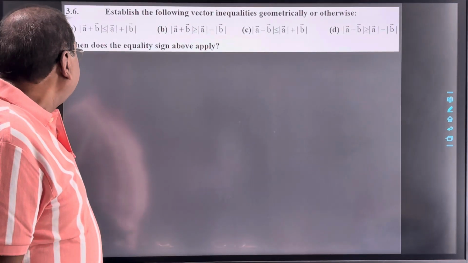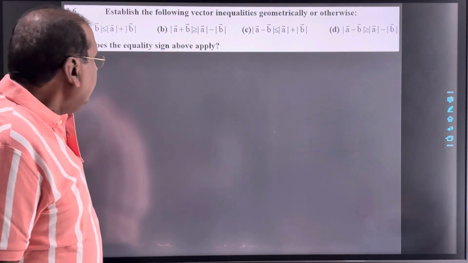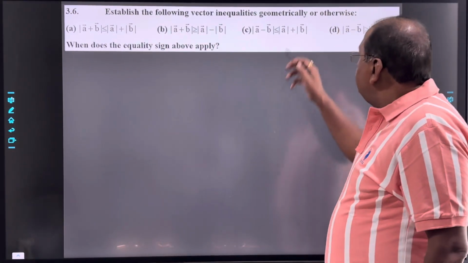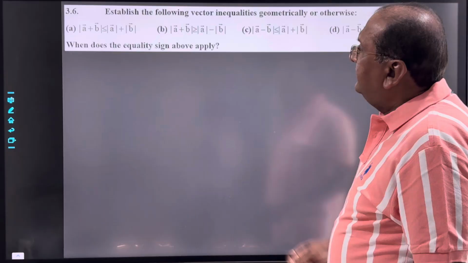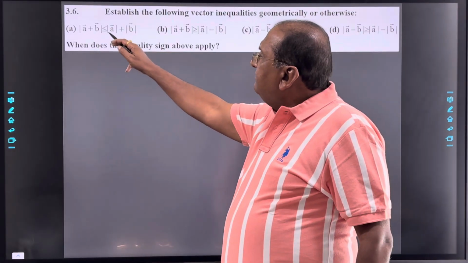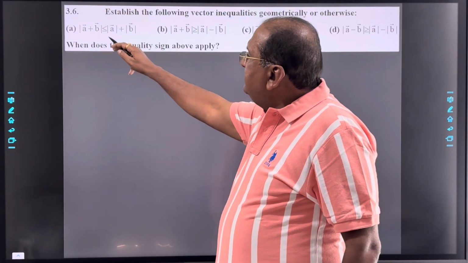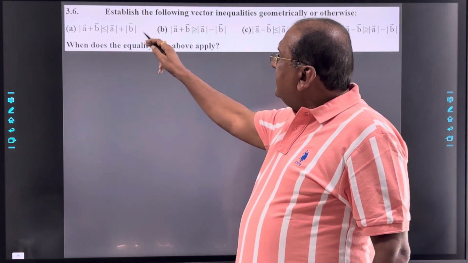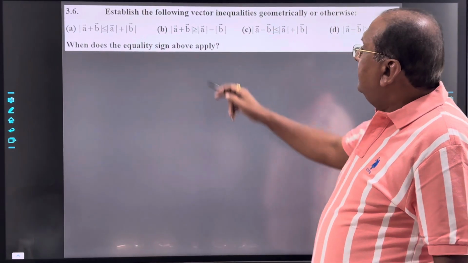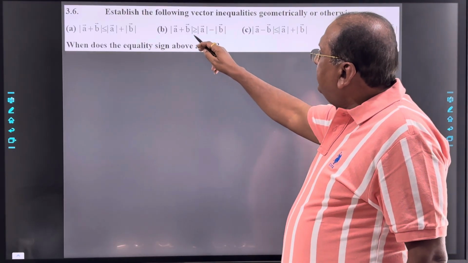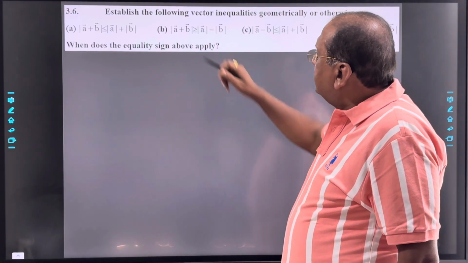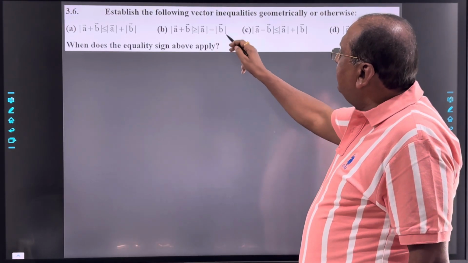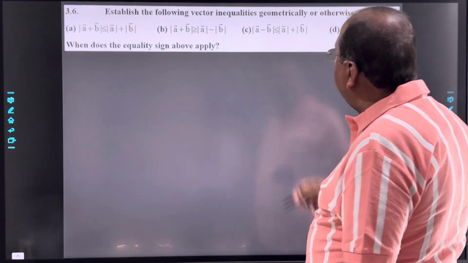Now, example 3.6. Establish the following vector inequalities geometrically or otherwise. A. Magnitude of vector a plus b is less than or equal to magnitude of a plus magnitude of b. B. Magnitude of vector a plus b is greater than or equal to magnitude of vector a minus magnitude of vector b.